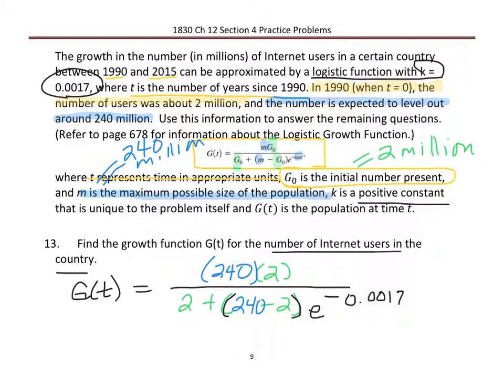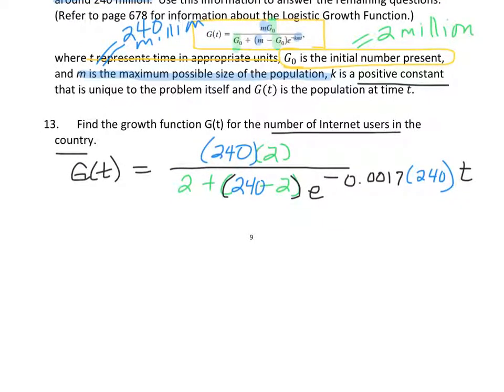And notice the negative sign actually is part of the problem also. So then we're going to multiply that times M, which was 240. And that's all times T. And T is the number of years since 1990. So when we make our explanation, we need to make sure that that's obvious. So I'll slide this up a little bit, and the other form will give you the same answer I'm about to simplify and get.